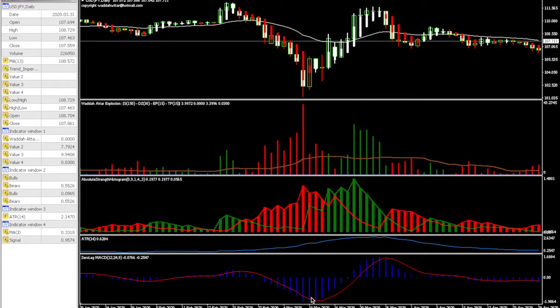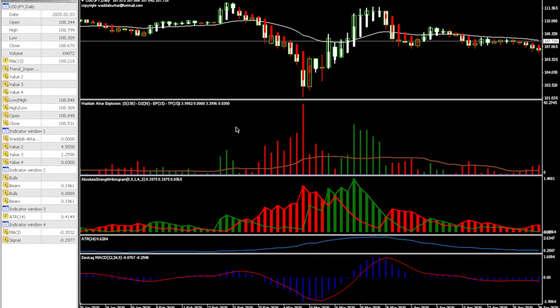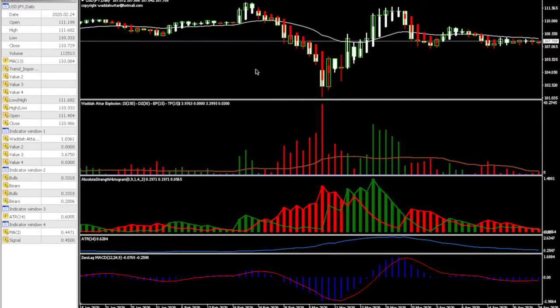Right now we are in MetaTrader 4, and as you can see, I've loaded up different indicators. The first indicator is the Heiken Ashi. Here you can see the candles, red and white. Then there's a moving average of 13, smooth moving average. The Vortex explosion, which is our volume indicator. The absolute strength histogram, which is our main entry indicator. The ATR, and the zero lag MACD, which is our second confirmation indicator.